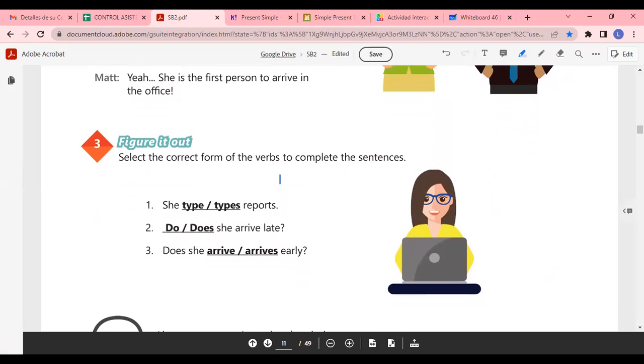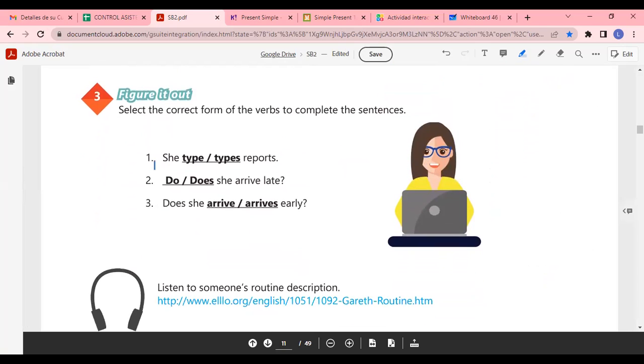So let's move on. And in here, it says, select the correct form of the verb to complete the sentence. For example, number one, she type or types? What would be the correct answer? Types. Very good. Number two. Do or does she arrive late? Does. Definitely very good. And does she arrive or arrives early? Arrives. Okay. So sería arrive.